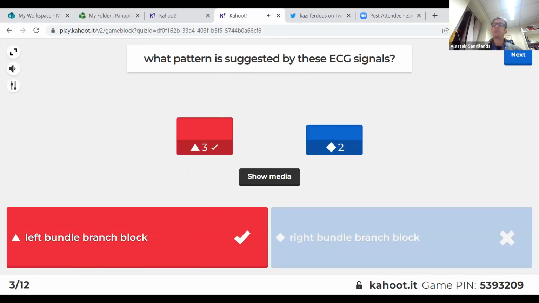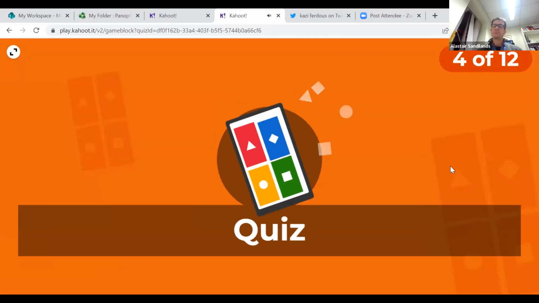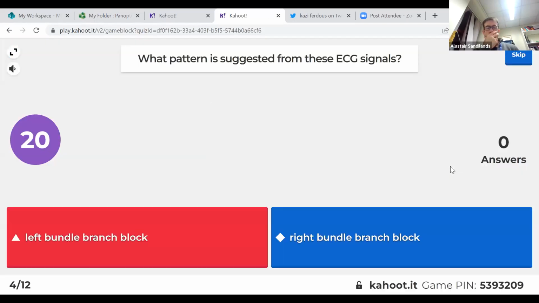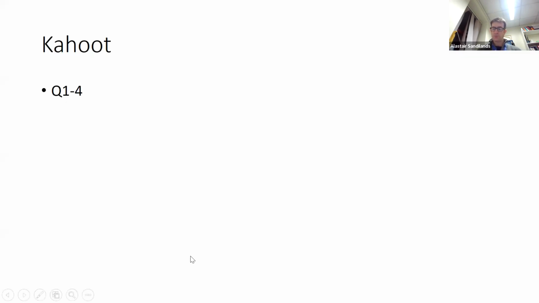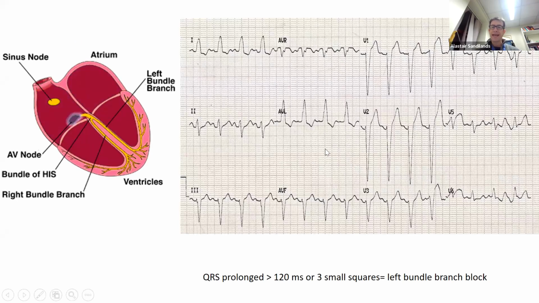Yeah, so this is left bundle branch block. Yeah, so right bundle branch block. Okay. So we've done questions 1 to 4. We're going through this all again, and that's the main point of this, to repeat ECGs so you get used to the pattern.